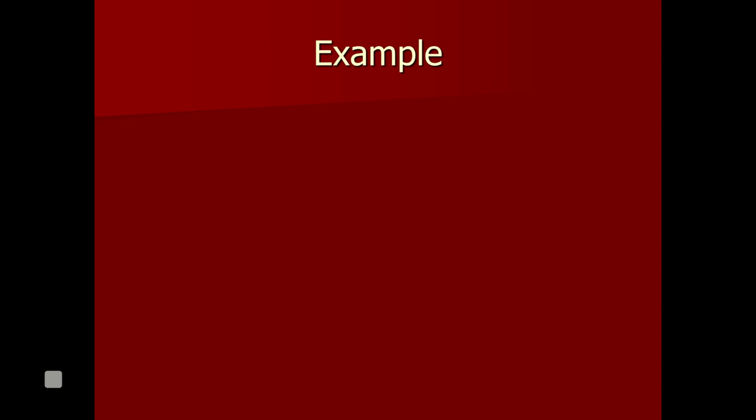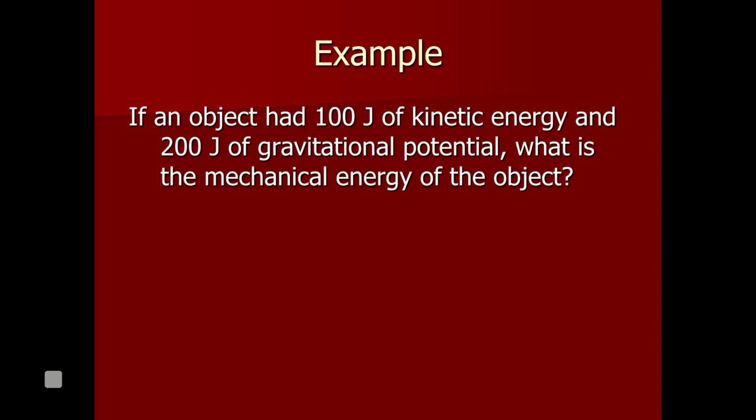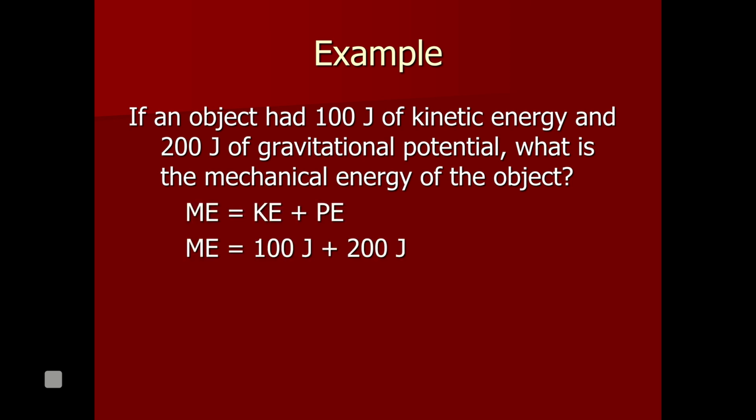Just add them together. So here we go. If an object had 100 joules of kinetic energy and 200 joules of gravitational potential energy, what's the mechanical energy of the object? Just add them up. 300 joules. Okay.